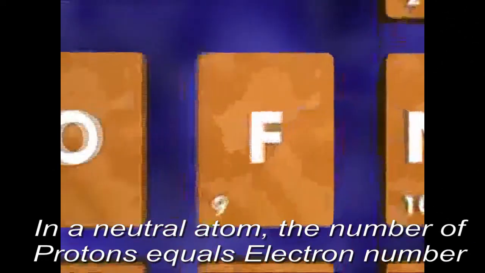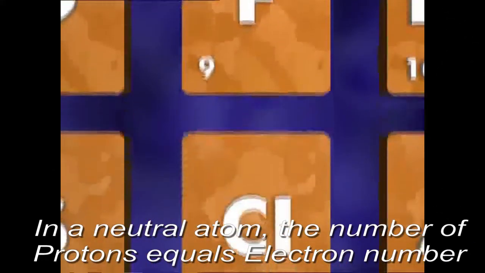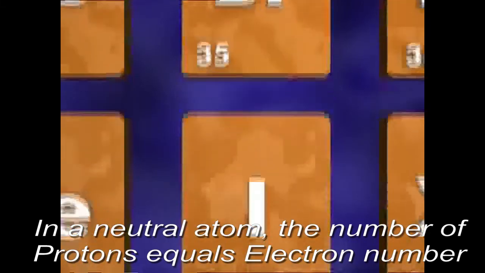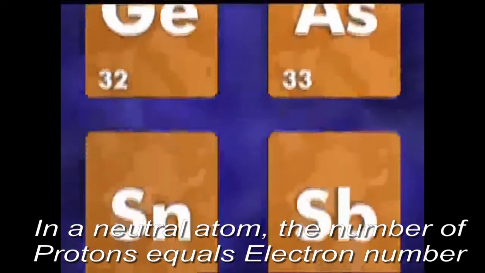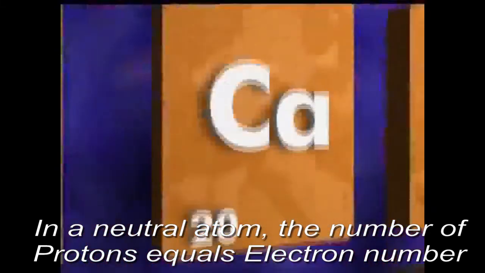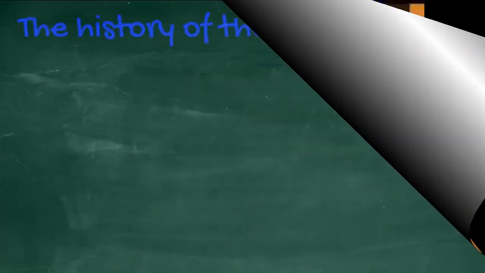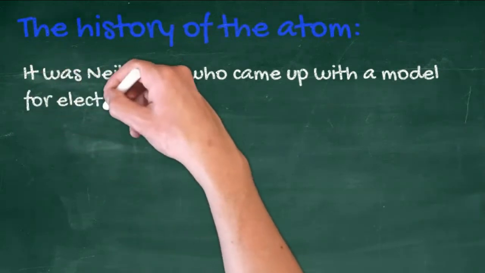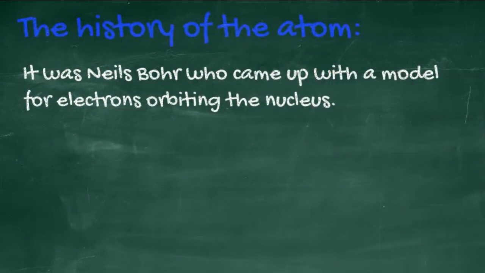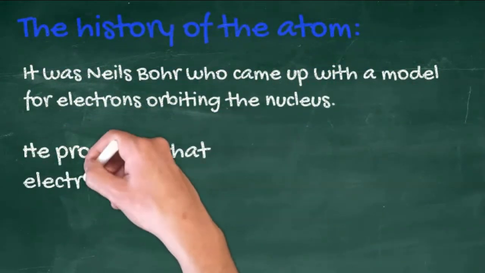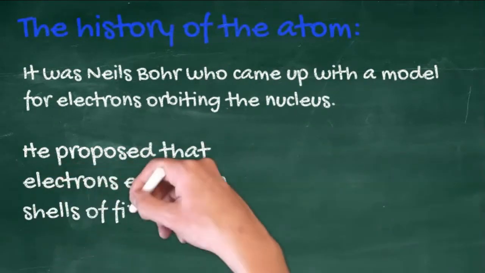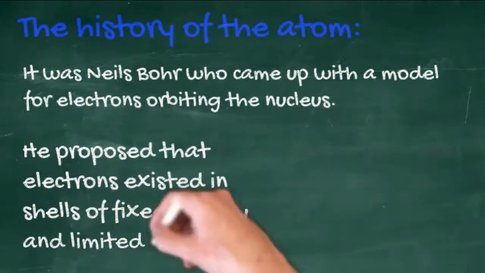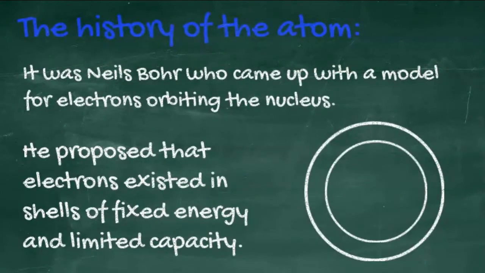Each element has a unique atomic number. It's the number of protons in an atom's nucleus. It also tells us the number of electrons orbiting an atom's nucleus. It was the Danish scientist Niels Bohr who came up with a mathematical model for electrons orbiting the nucleus. He proposed that electrons existed in fixed shells of fixed energy and of limited capacity.